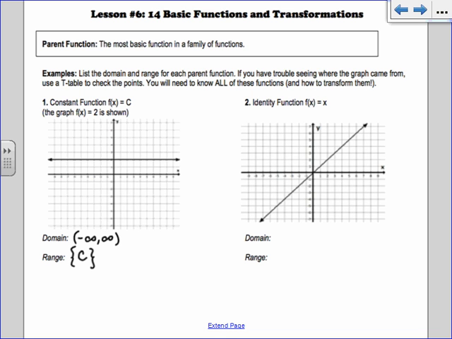All right, so the identity function, f of x equals x. Again, its domain is negative infinity to infinity. Its range is the same thing, negative infinity to infinity. This is the line y equals 1x plus 0. Its slope is 1. Its b value is 0. See how it goes through 0 and it goes up 1, right 1? So it has every point, like 5, 5, 6, 6. It has all of those points.